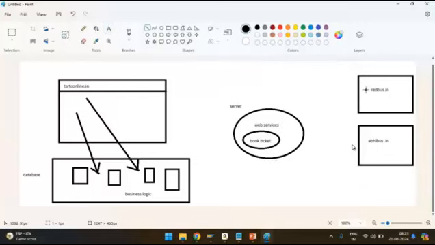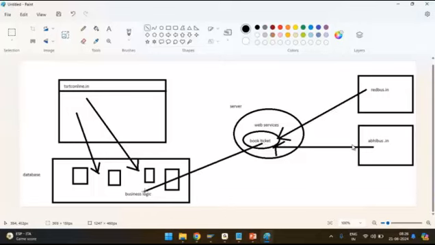Now the redbus.in or abibus.in people do not have direct access to the database. They simply call this web service. Since this web service is a replica of this business logic, when you call this particular web service, it will go to the backend and execute the corresponding business logic that you have written.